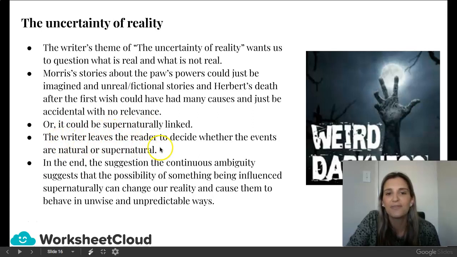The writer leaves the reader to decide whether the events are natural or supernatural. In the end, the continuous ambiguity, which is when something is not clear or it's a bit confusing, suggests that the possibility of something being influenced supernaturally can change our reality and cause people to behave in unwise and unpredictable ways.